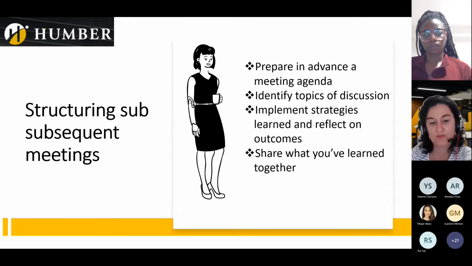Identify topics of discussion for your next meeting. At the end of the first meeting, maybe it is a good practice for you to identify what are going to be the topics for the next meeting. Maybe it can be an expansion on the topics of the previous meeting, or maybe they can be completely new topics that you would like to cover with your mentor.